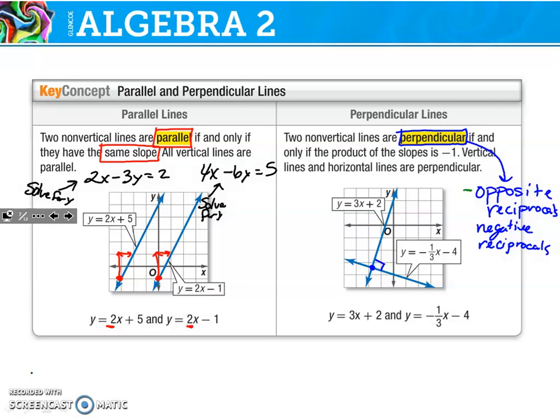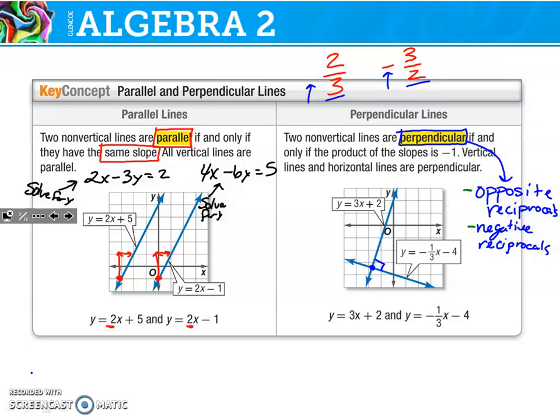Okay? And then the negative or the opposite, what that means is that they have to have opposite signs. So if we had 2/3 and negative 3/2, are those two slopes perpendicular? Well, are they reciprocals of each other? Yes. Is one of them positive and one of them negative? Yes. Then those two slopes are going to be perpendicular.